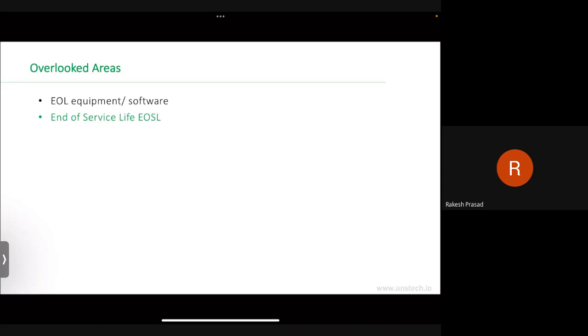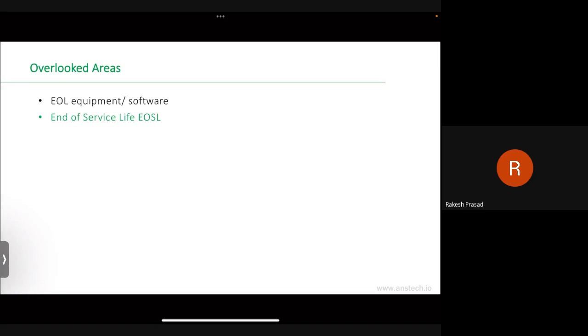You can implement controls. You can implement policies for equipment which might be reaching end of life. And there might be a case in point where your equipment might be reaching end of service life. So now Ubuntu 18, I think, is out of service life. Now, most of the web servers today are running on Ubuntu 18 server, whereas Ubuntu 18 is out of service life. So how do you manage that?